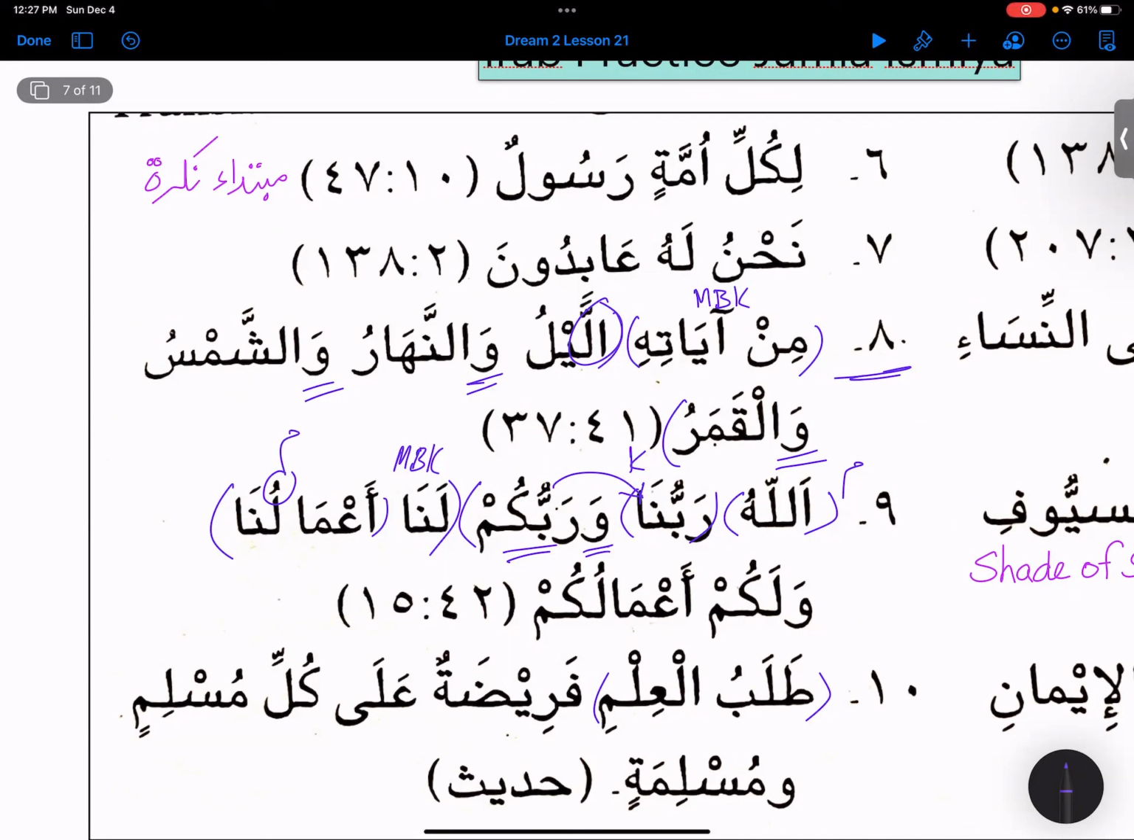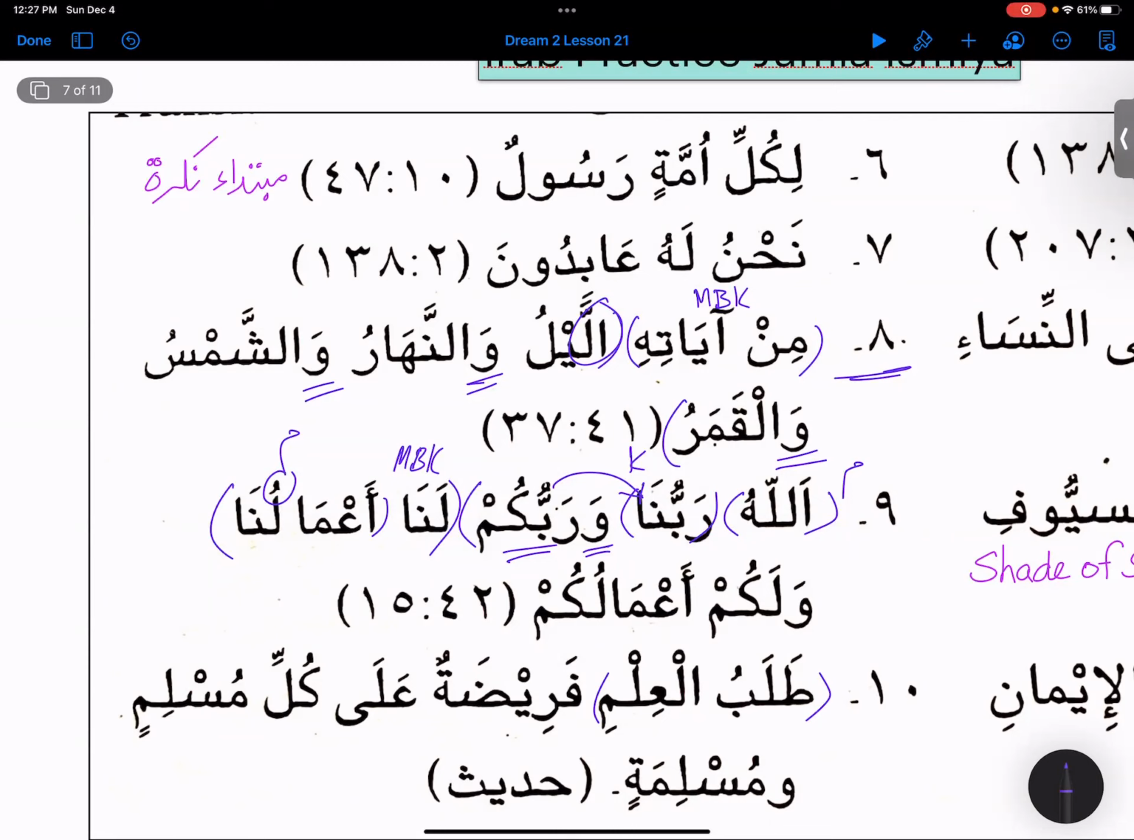How many mubtada in one sentence? I said this is a new sentence. Oh, new sentence. Okay, so that sentence is done, that our Rabb and your Rabb is Allah. Now, our amal are for us and your amal is for you. Right? So, MBK, Mukaddam, and amaluna.